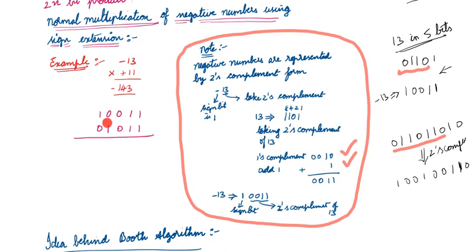Now coming back here, we have minus 13. We have just seen that it is 10011. Plus 11 in binary, a positive number, is 01011. Now how will you multiply these two numbers? Similar to decimal multiplication, take each digit from the multiplier and multiply with the multiplicand. This is my multiplier, and this is my multiplicand.